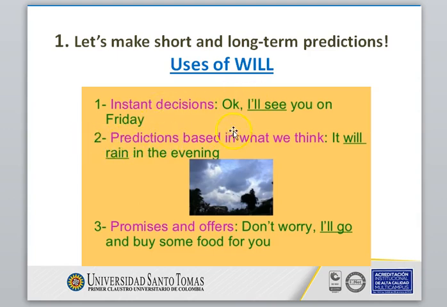Number 2, predictions based on what we think. It will rain in the evening. So this is more like a guess, right? It's not really because you have some kind of evidence. And number 3, a promise like in, don't worry, I'll go and buy some food for you. Rather than a promise, this is more like an offer. And you will also be using will for offers as well, okay?